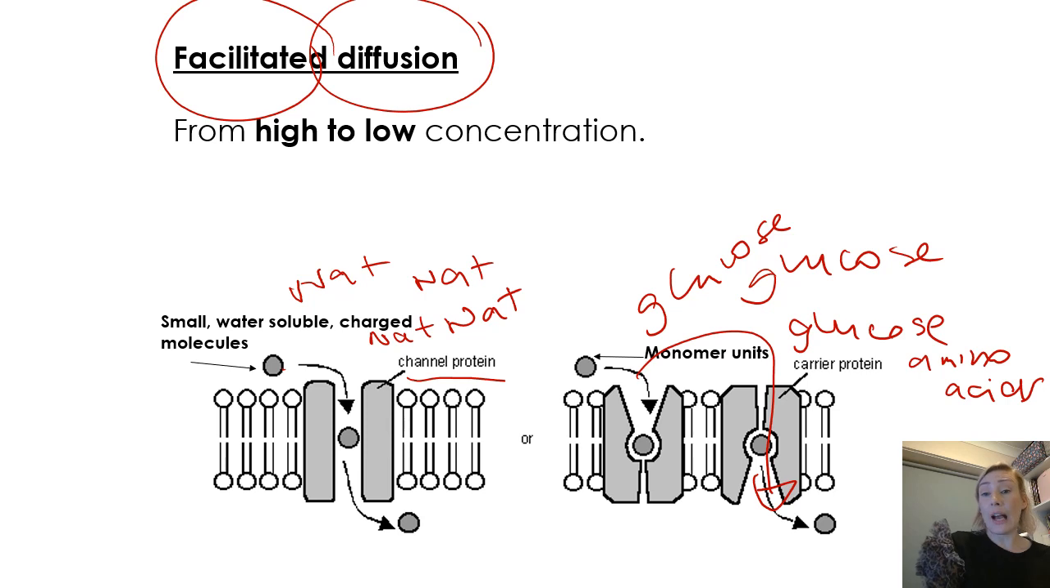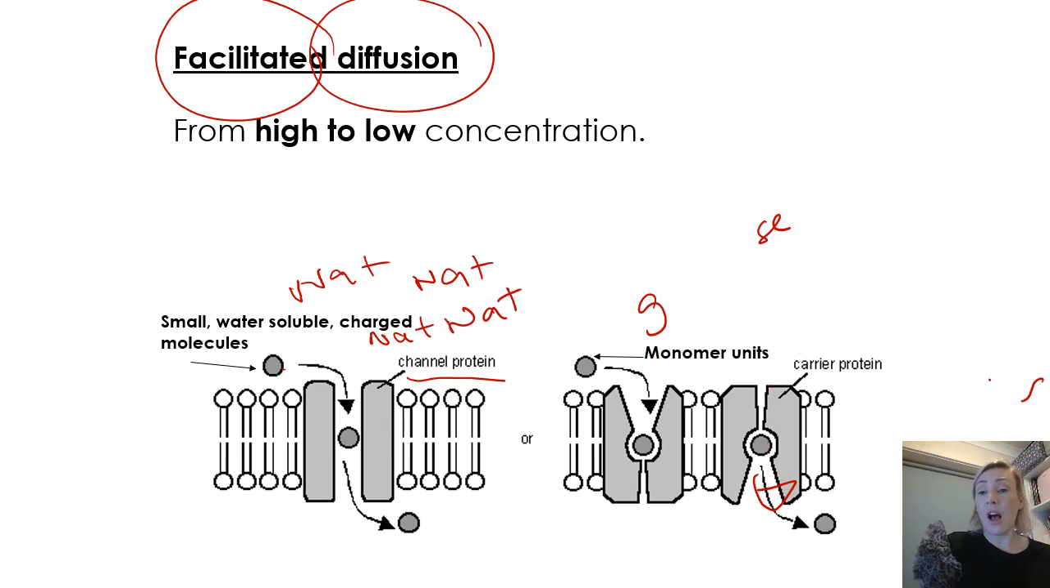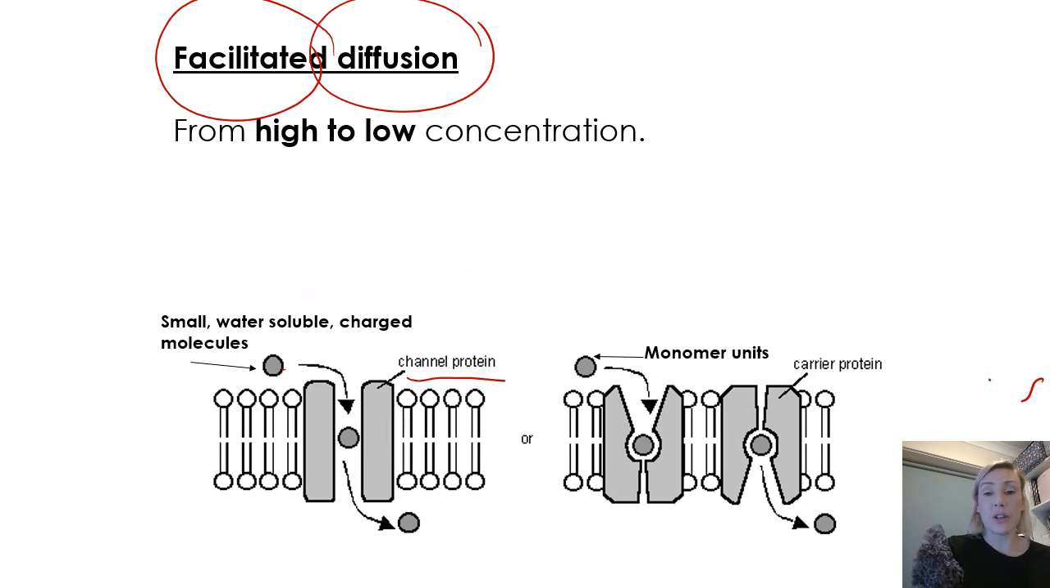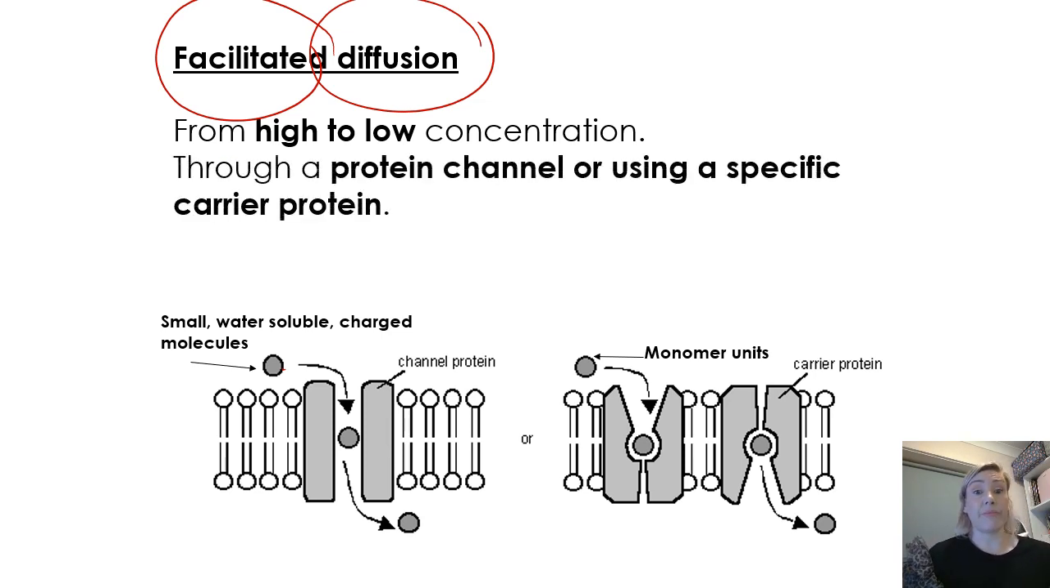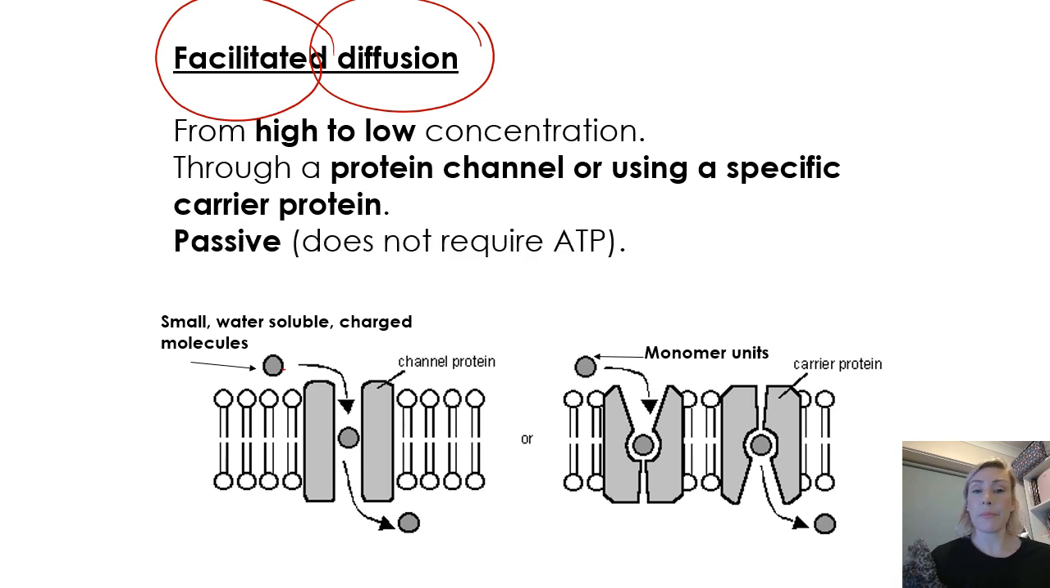So these two types of diffusion are still diffusion, so they're still movement of molecules from a high concentration to a low concentration, so you have to have that concentration gradient for this to happen. But now you need another ingredient. You need to have the right protein to carry your molecule across. Still passive.